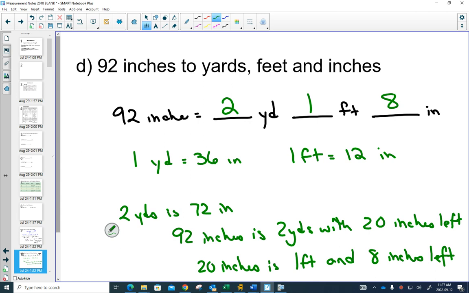Notice I couldn't get the whole answer right away. I had to find something out first, and I wrote that out, 2 yards with 20 inches left, and then I could go from there and do the next step. Sometimes in math, one of the biggest hurdles that we have as students is we try to solve things right away in one step. And sometimes it's not possible. Sometimes you have to do a little bit first before you can do the next step.